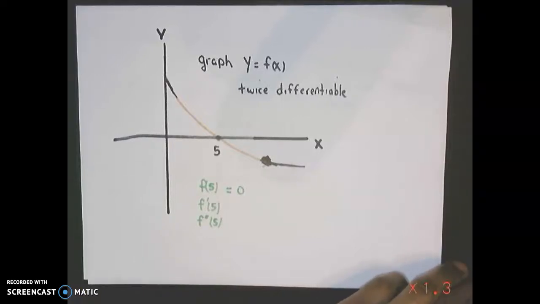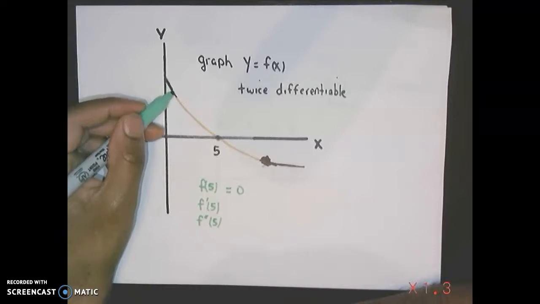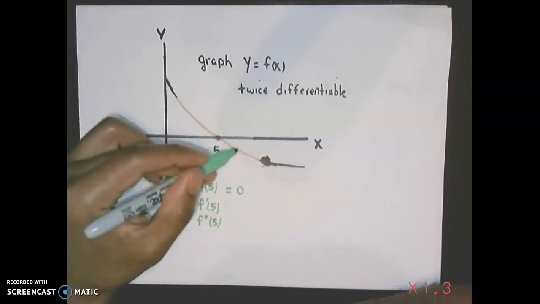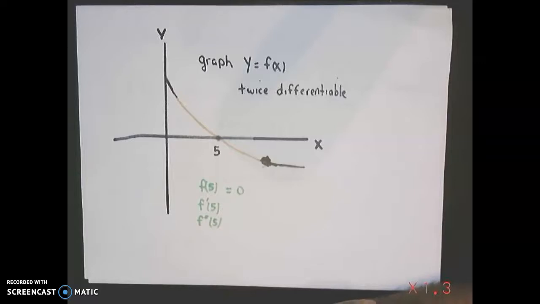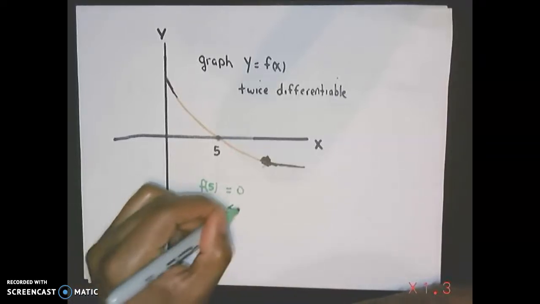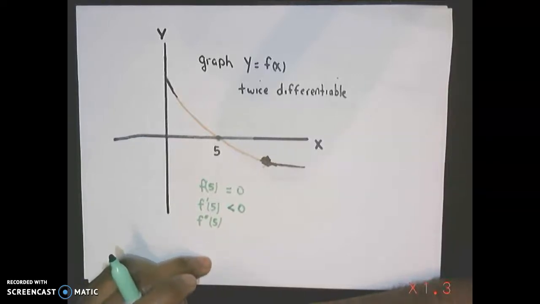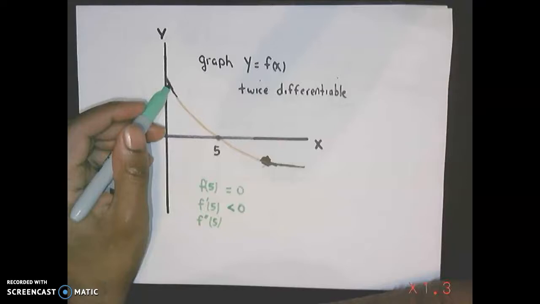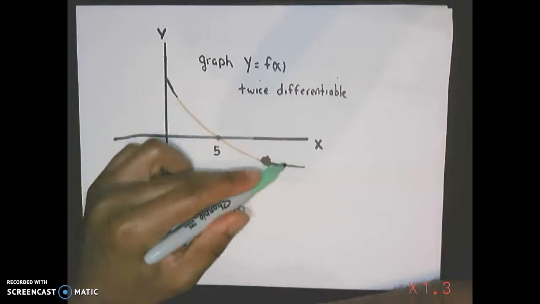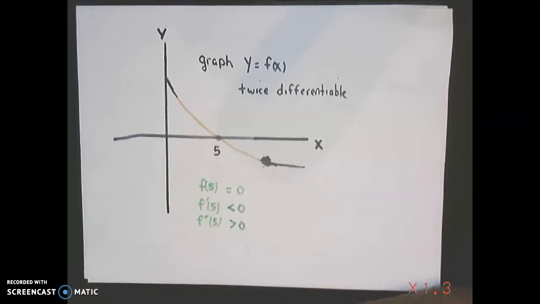Now let's look at f double prime of 5. Well, look at the function f. This function is always going to be decreasing. So since the function is always decreasing, that means that f prime of 5 is going to be less than 0. And then how do we determine what f double prime of 5 is going to be? Well, we'll look at the concavity of the graph, and we can see here that this graph is going to be concaving up. So we know that f double prime of 5 is going to be greater than 0.